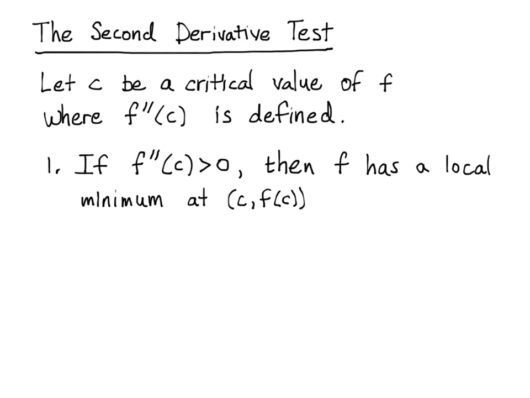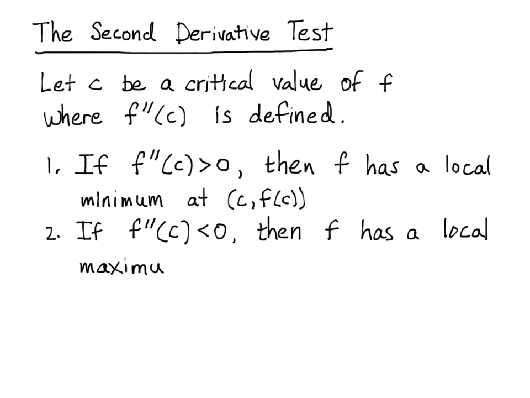at that point. So what this says basically is that if you have a minimum or maximum, it's going to be at the critical value. And so what the second derivative tells us is what the concavity is at that critical value. So basically we're saying when the second derivative is positive, that means it's concave up, you would have a local minimum. Now if your second derivative is negative, then f has a local maximum.